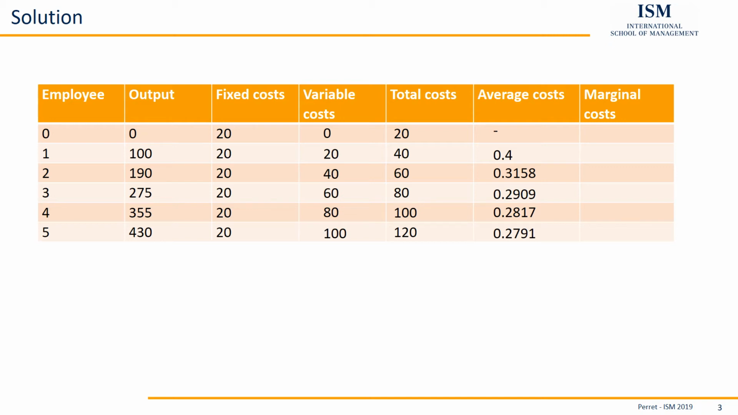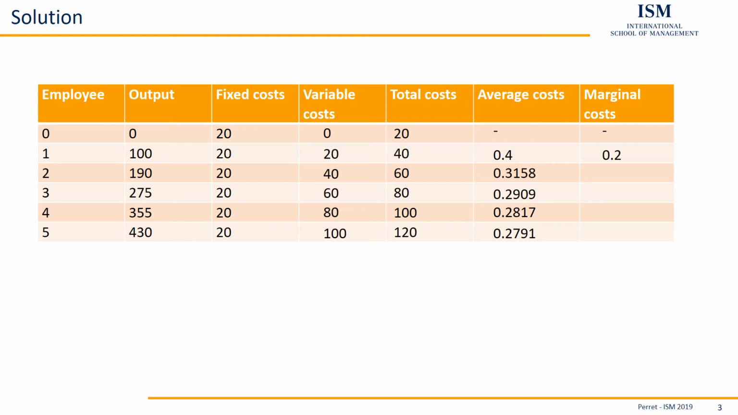Now we're up to the marginal costs. Again, the first one we cannot calculate, because the marginal costs arise from calculating the difference, or the cost increase divided by the output increase. So in the first step, we go from 20 to 40 with regard to cost. So we have a cost increase of 20. We divide this cost increase by the output increase. Here we go from 0 to 100. So we divide 20 by 100, giving us 0.2.